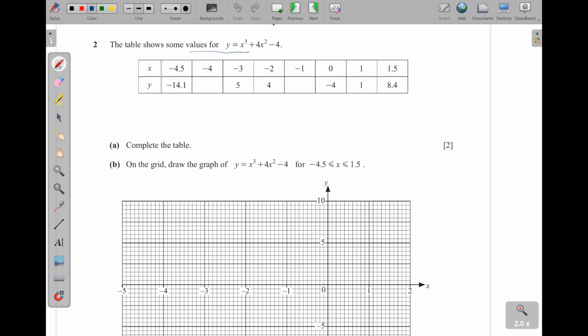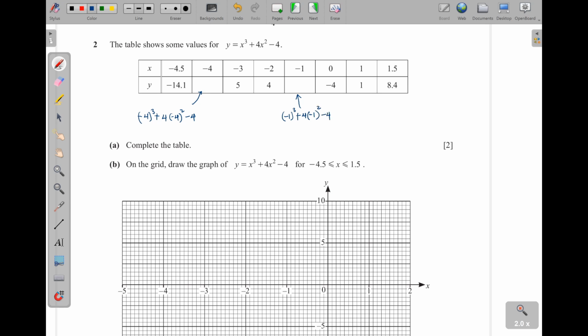Question 2, the table shows some values for y is equal to x cubed plus 4x squared minus 4. We are given the table of values here, and in part A, we are told to complete the table. So you are supposed to put negative 4 in here. When we are substituting there, we shall put negative 4 cubed, then plus 4 times negative 4 squared, and then minus 4. Then here we shall put negative 1. All the power of a negative is always a negative. Then 4 times negative 1 squared, then minus 4.